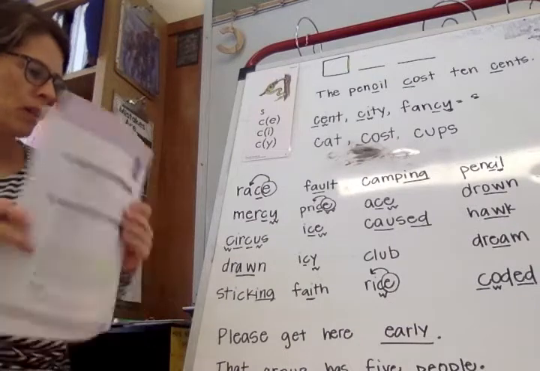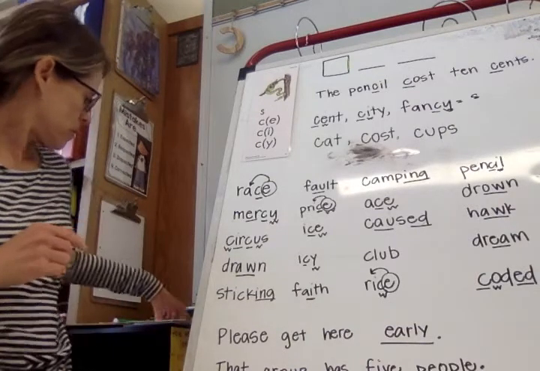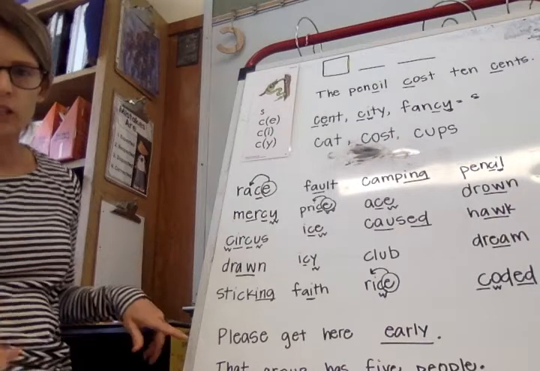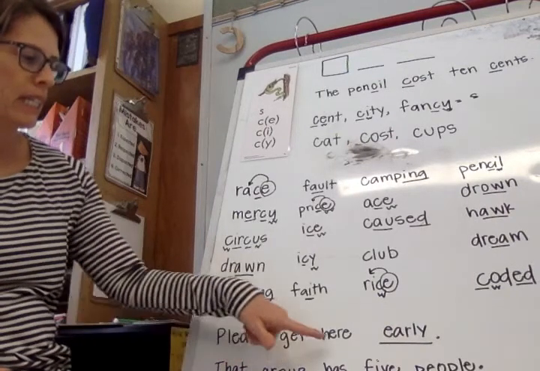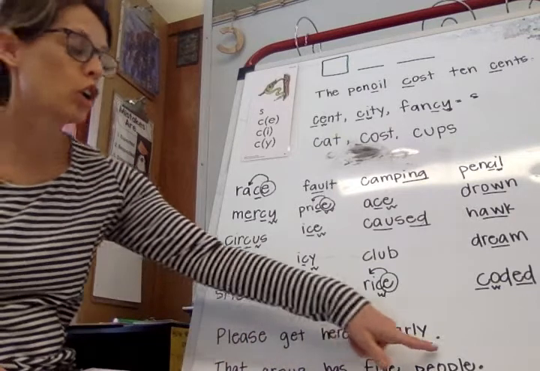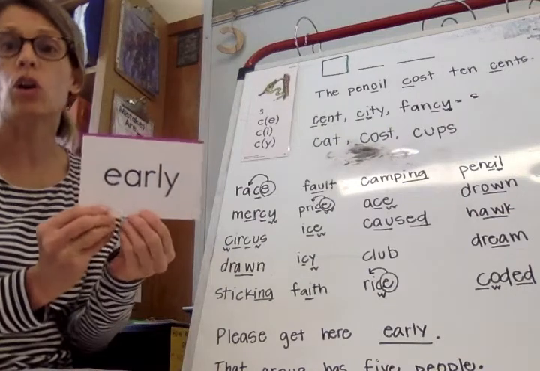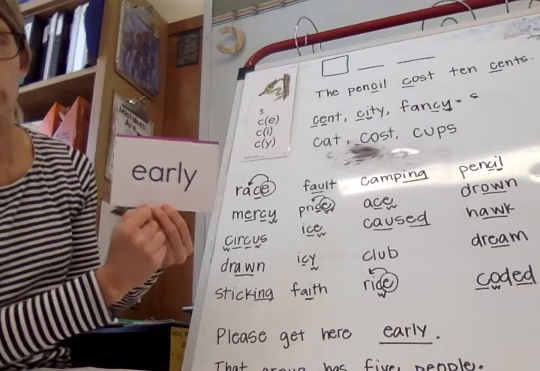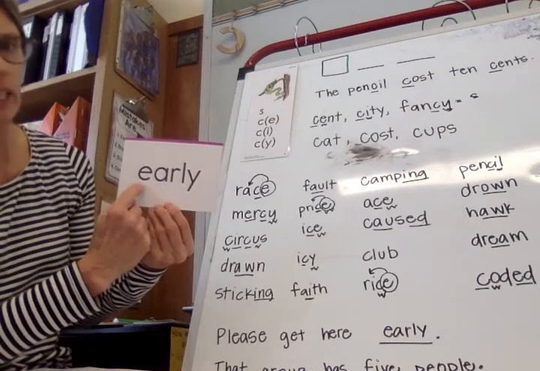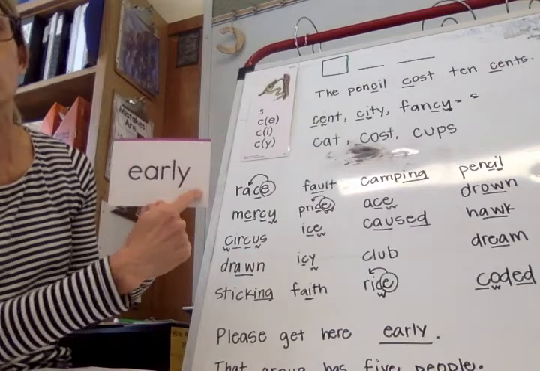Okie dokie. It's time to look at our new sight words. Let's see. Can you guys see this? You can. Please get here early. Our first word is early. Ready? Read. Early. Spell. E-A-R-L-Y. Early.